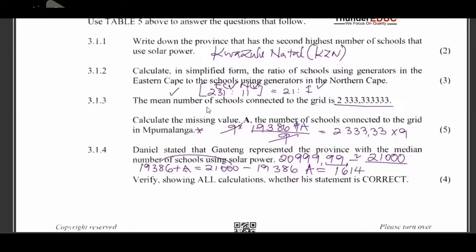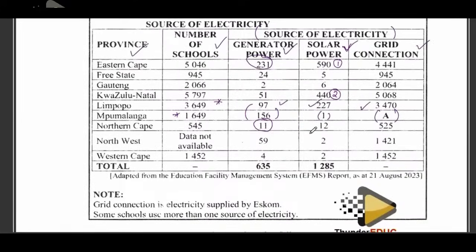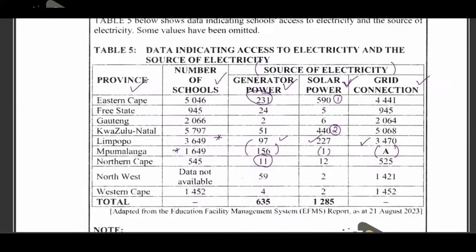Daniel stated that Gauteng represented the province with the median number of schools using solar panels. Median. The moment you hear median, arrange the numbers. Let's go and we see solar panels. So we're going to arrange the numbers here, smallest to biggest. Which one is the smallest? Which one is the biggest?